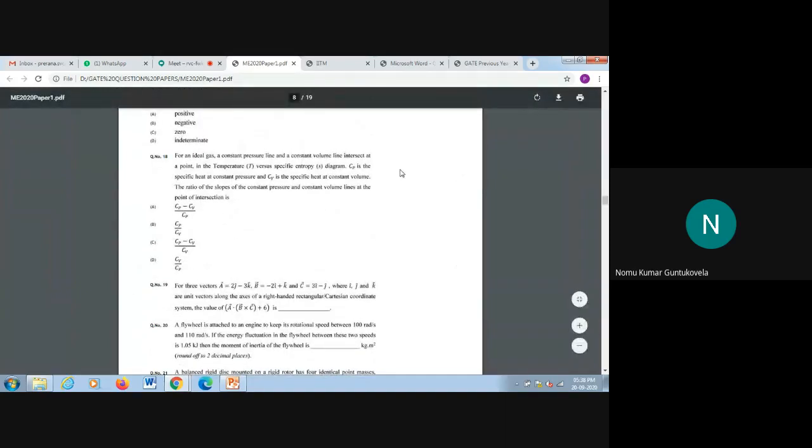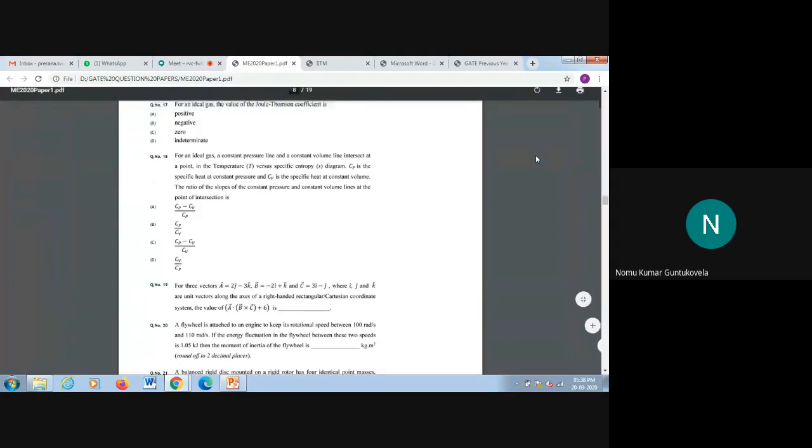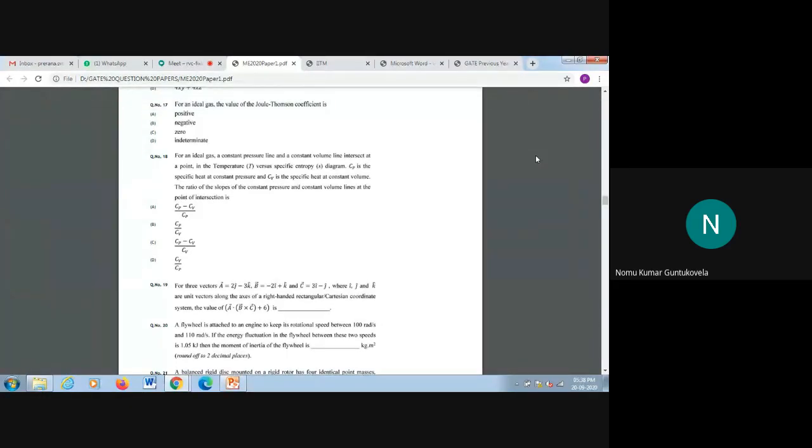So here also we are having that for an ideal gas, the value of Joule-Thomson coefficient is... We have the options as positive, negative, 0, and indeterminate. And the answer is: for an ideal gas, the value of the Joule-Thomson coefficient is 0. Okay, it is 0. So like this.